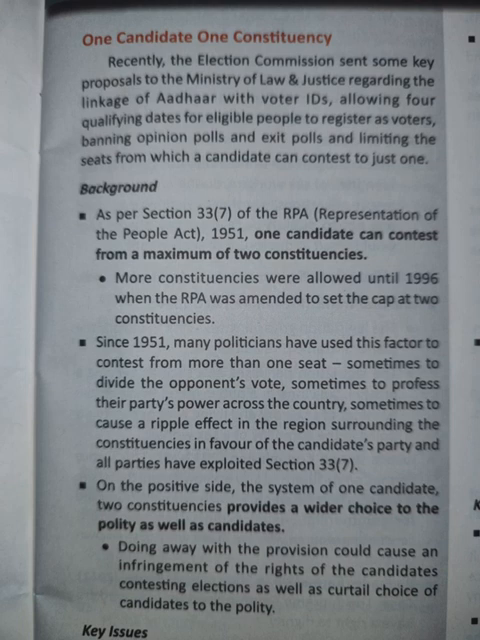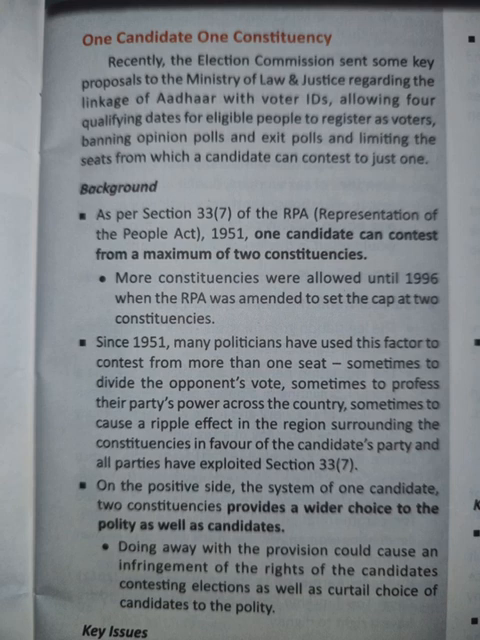Background: as per section 33(7) of the RPA, Representation of the People Act 1951, one candidate can contest from a maximum of 2 constituencies. More constituencies were allowed until 1996, when the RPA was amended to set the cap at 2 constituencies.